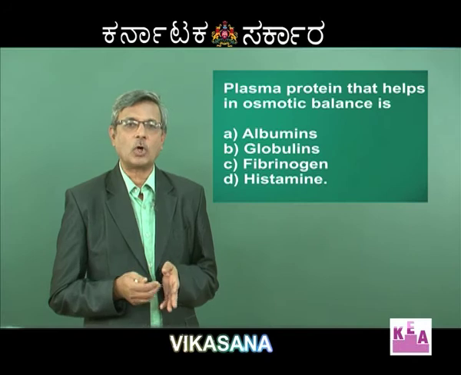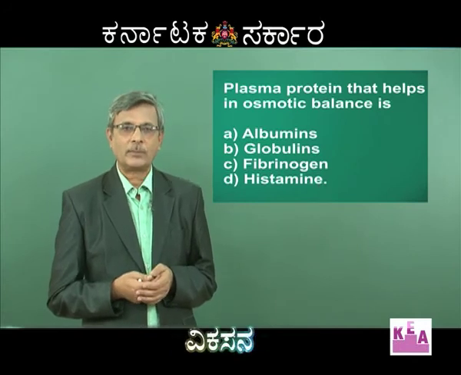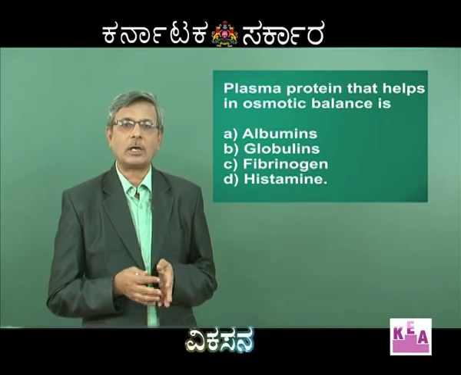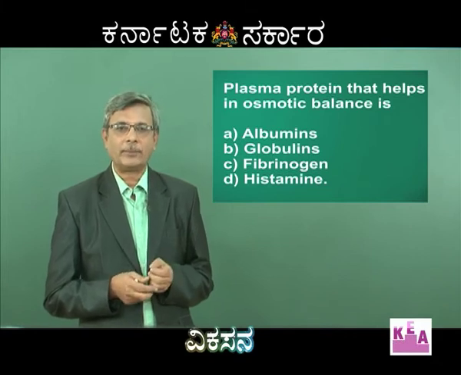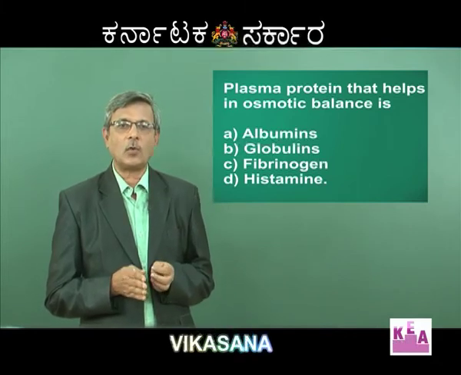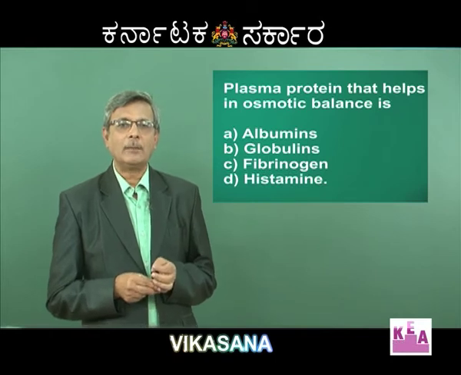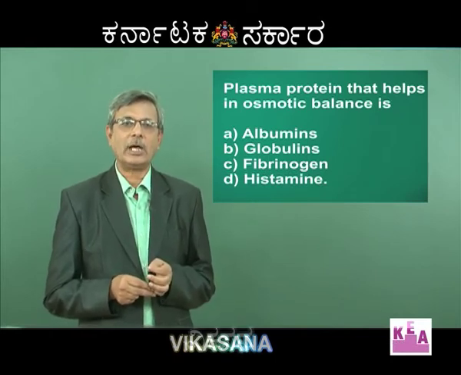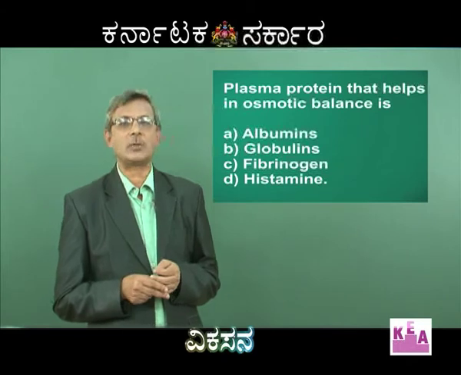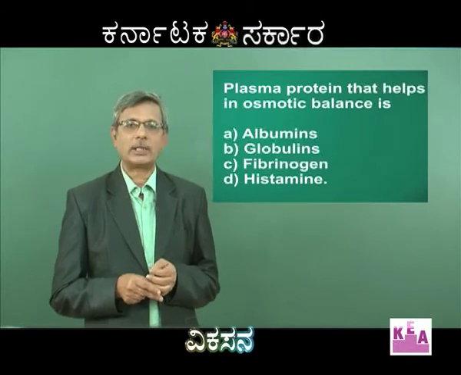Globulins are associated with body defense. Fibrinogen is associated with blood clotting. Histamines are not found in the plasma. On breakdown of basophils, they are released and are responsible for causing the inflammatory response.